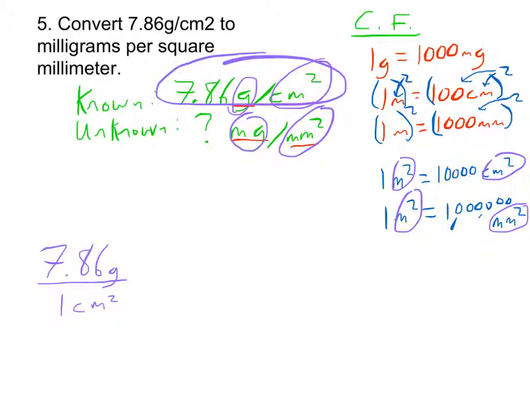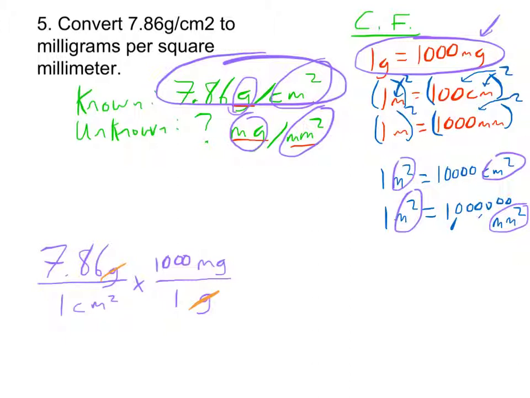Now, I'm going to multiply the known by something that will cancel one of these units, either grams or centimeters squared. Well, I'm going to use the one that cancels grams. I'm going to use this first conversion factor up here. So I'm going to put grams on the bottom and milligrams on top. The numbers that correspond with this conversion factor are 1 gram and 1,000 milligrams. At this point, grams cancel, and you're left with milligrams and centimeters squared.